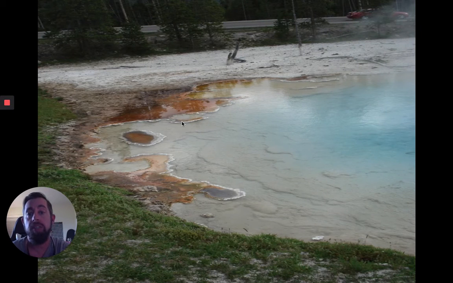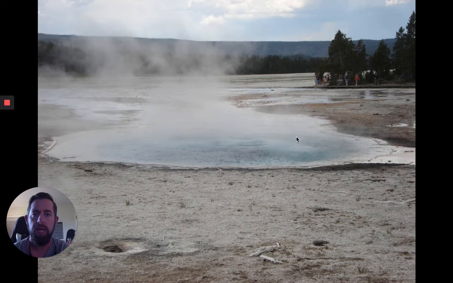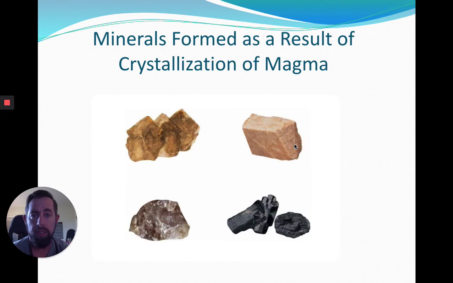Here's a good example of minerals that are being leached out in a solution. This is water, probably near a hot spring or something like that. These definitely look like hot springs, geysers, stuff in Yellowstone. But that's how you can get minerals in a solution.